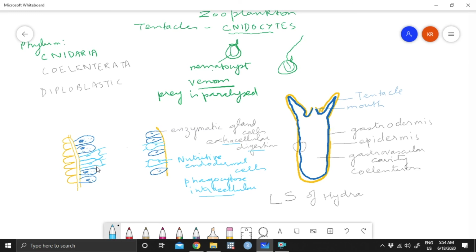This type of nutrition where the hydra is consuming food which is mostly made up of different types of organisms, digesting it completely, is also called holozoic mode of nutrition. So this is what we have learned about nutrition in hydra.